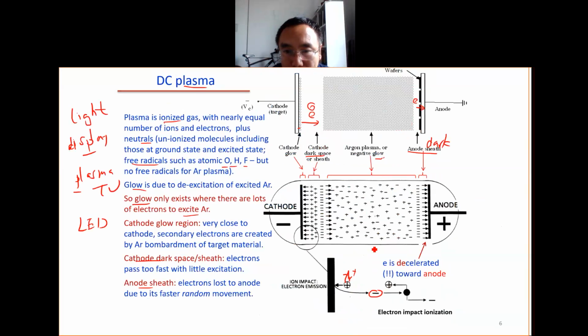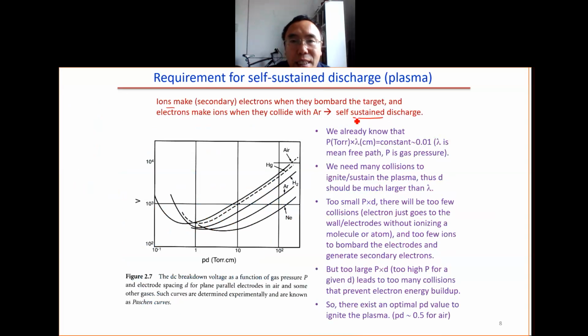If we look at here, the ions bombard the electrode to make electrons. Electrons bombard the argon to make new electrons and also make new ions. Then this ion bombards the electrode again, and it will generate one electron. The electron bombards an argon gas molecule to ionize it. Then this ion comes back. So this is how this goes back and forth. This is how the plasma is sustained.